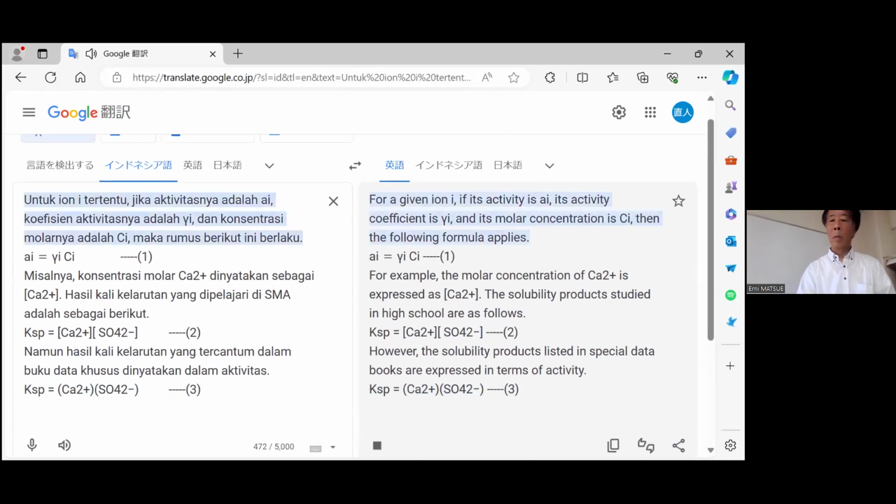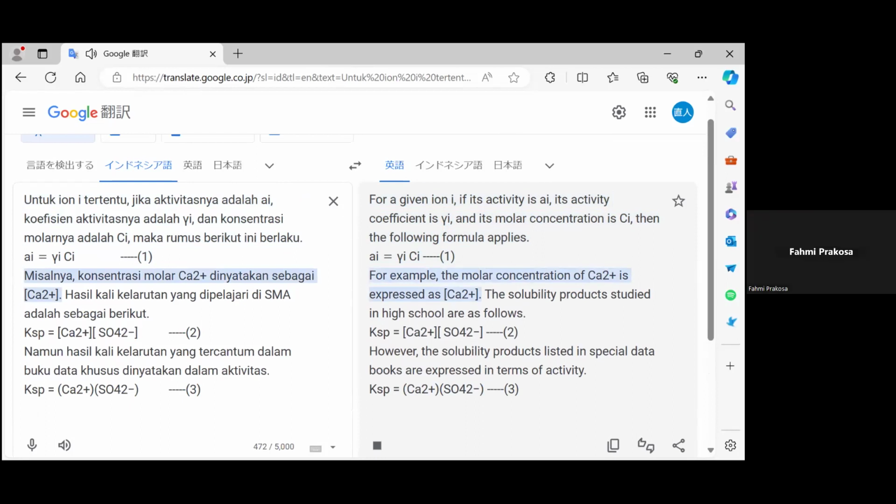For a given ion i, if its activity is a_i, its activity coefficient is gamma_i, and its molar concentration is C_i, then the following formula applies: a_i = gamma_i C_i, (1). For example, the molar concentration of Ca2+ is expressed as [Ca2+]. The solubility product studied in high school is as follows: Ksp = [Ca2+][SO4 2-], (2). However, the solubility products listed in special data books are expressed in terms of activity: K_sp = a_Ca a_SO4, (3).